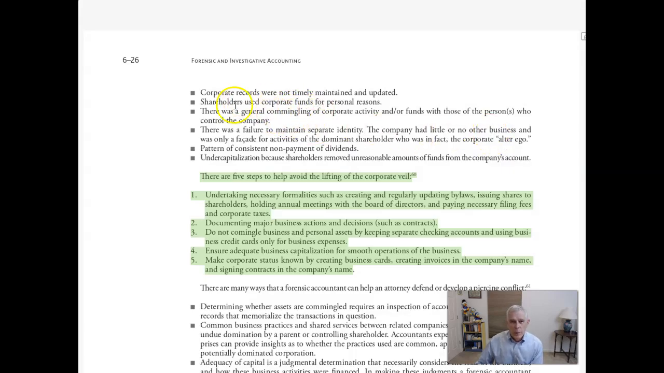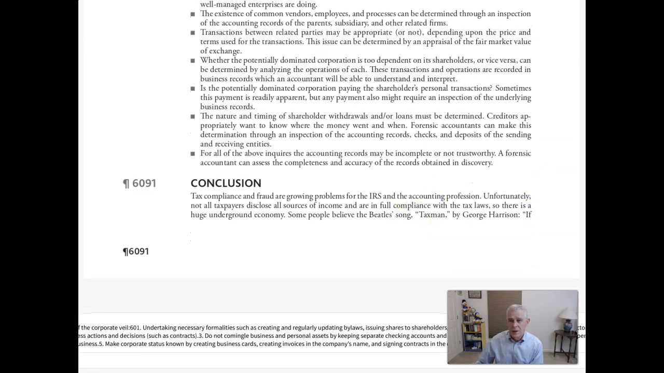Other things you can worry about: records not timely maintained. Shareholders used corporate funds for personal reasons. Happens very often in smaller corporations. So you've got to be careful. So there are 5 steps to help avoid getting that veil lifted. Pay attention to formalities. Document major business actions. Do not commingle business and personal assets and some others. So you don't want this to happen, to you or your clients.